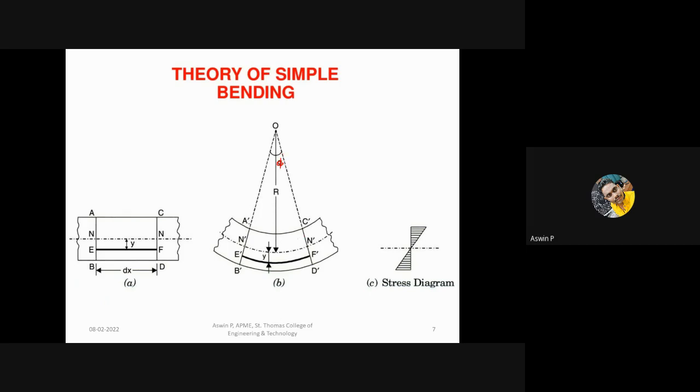So this length will be changed. This is an important theory and a very important figure. You need to note down all these things. And importantly, the distance between the neutral axis and the EF element will be y, small letter y.